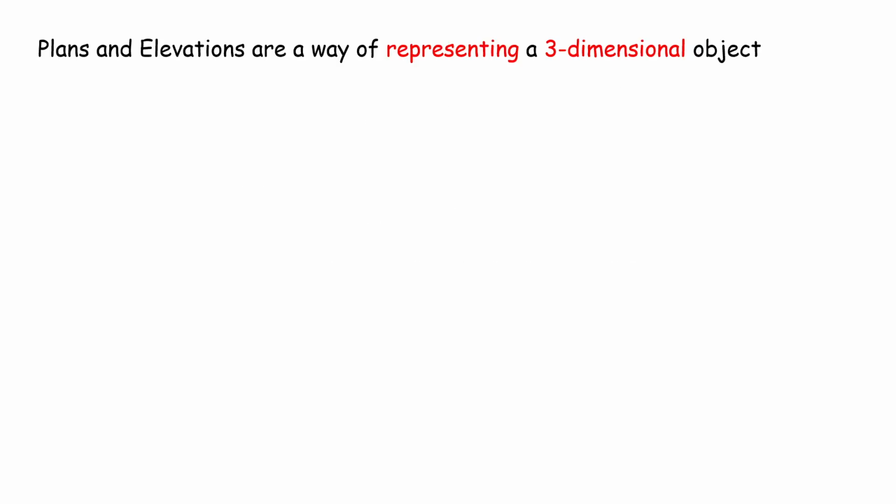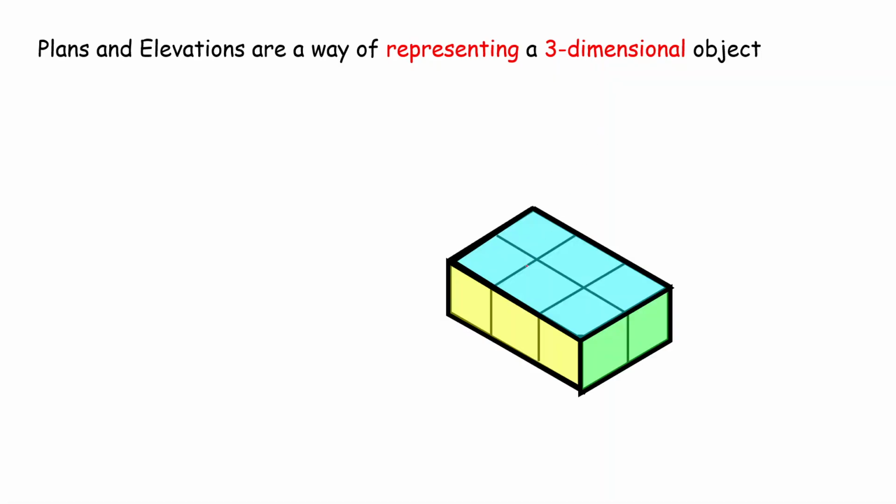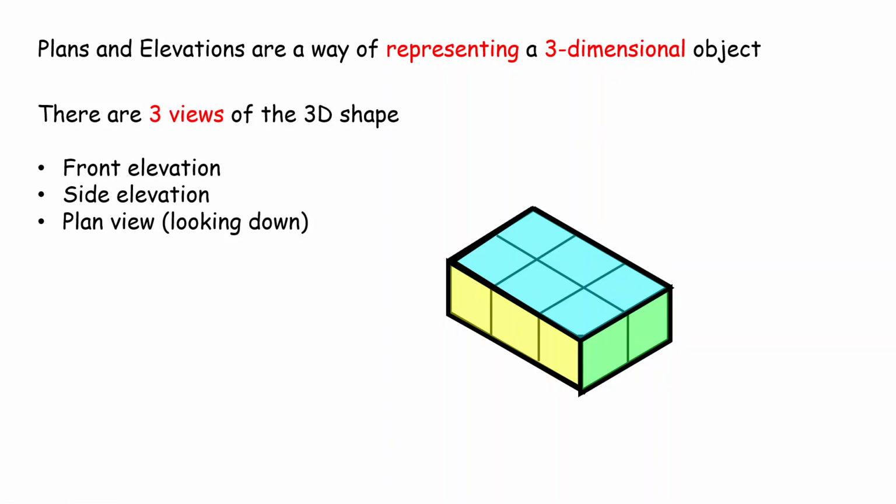Okay, so we're now on to plans and elevations, and let's get straight into it. So plans and elevations are a way of representing a three-dimensional or 3D object. For example, below you can see a cuboid, which is a 3D object, and there are three views of this 3D shape. You've got a front elevation, a side elevation, and a plan view looking down.